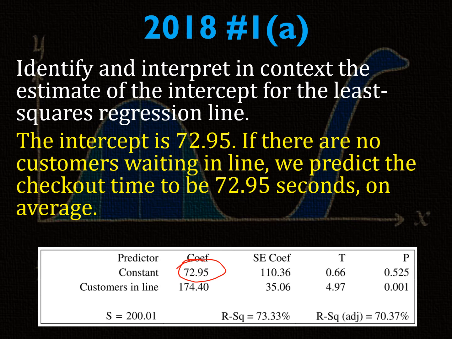It's got to make sense in context, and here it makes sense to have no customers waiting in line. And the numbers have to also make sense compared to the scatter plot. You can't be extrapolating too far, and we saw other examples where there were no customers in line. So interpreting the intercept is entirely appropriate here.